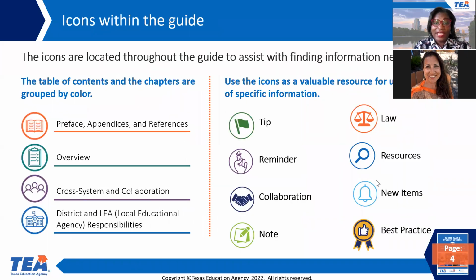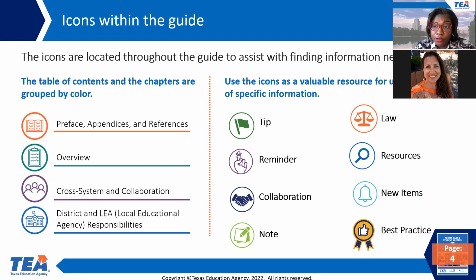Now let's go into some of the icons that are located throughout the guide. In the table of contents, the chapters are grouped by colors. If the chapter is orange, it is the preface, the appendices, and the references. If that chapter is green, it is an overview chapter. It will provide you more detailed information, the history, the reasoning, and any other information for that chapter.